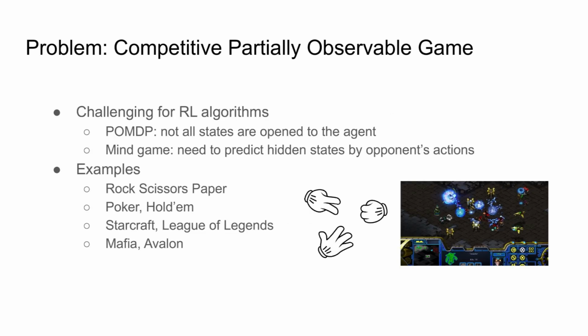Our problem is competitive, partially observable games for RL. It's challenging because information is limited and agents have to estimate the hidden states from opponents' actions. Studying these games is considered an important problem since most games in the world are partially observable.